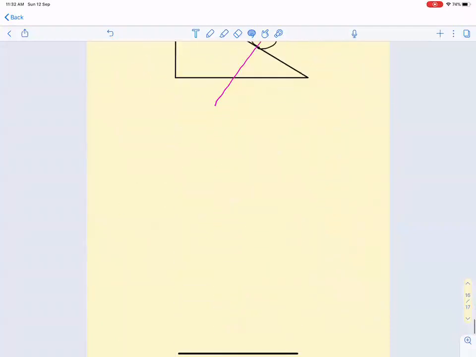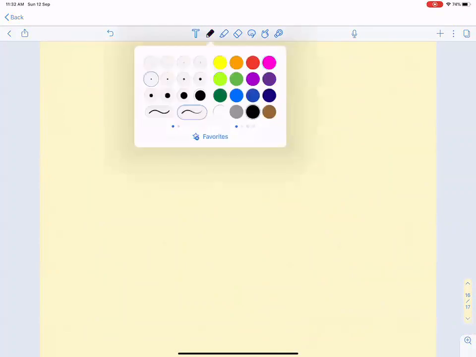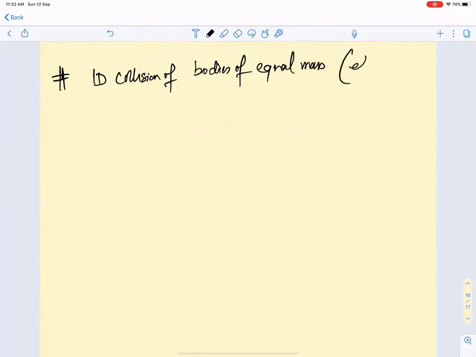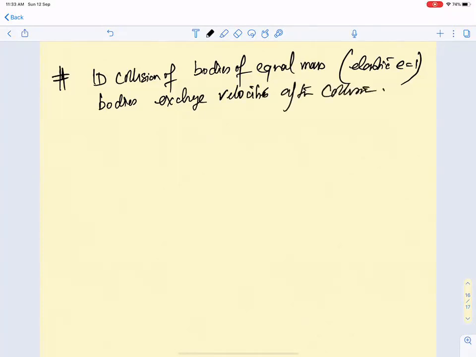Okay, so there was a result in 1D collision: in 1D collision of bodies of equal mass and also elastic collision, that is e equal to 1, the bodies exchange velocities. Bodies exchange velocities after collision. This was for 1D collision.